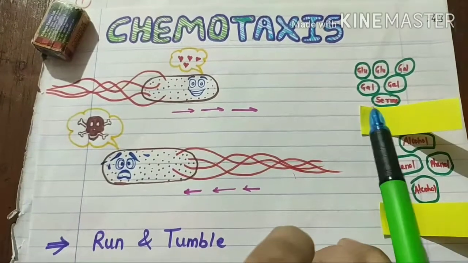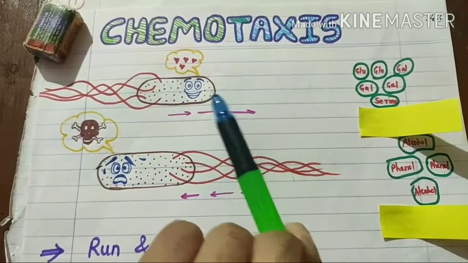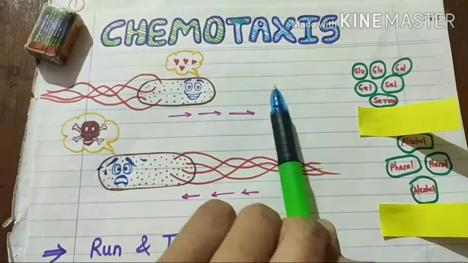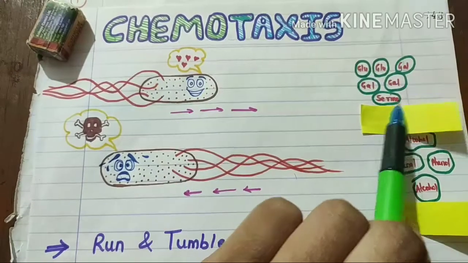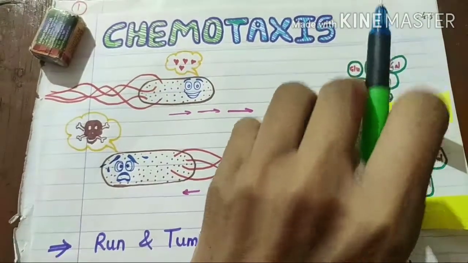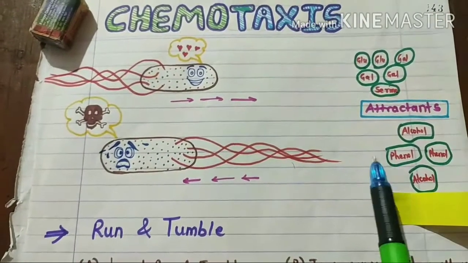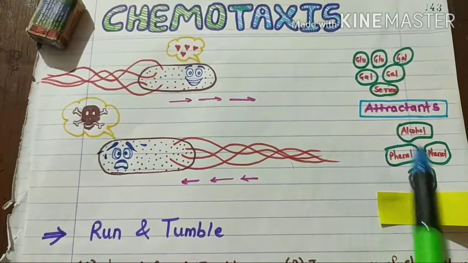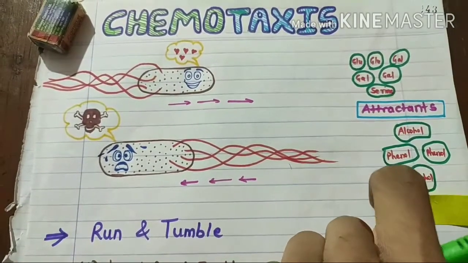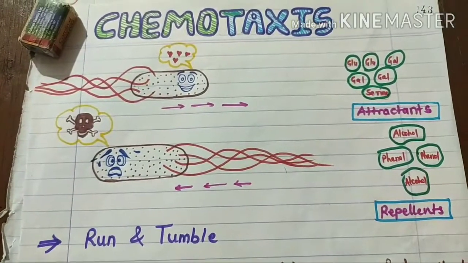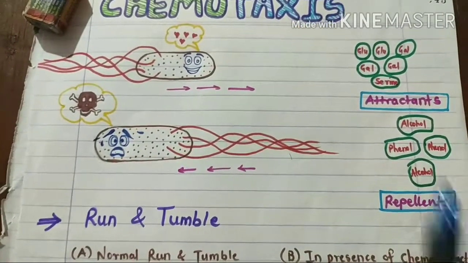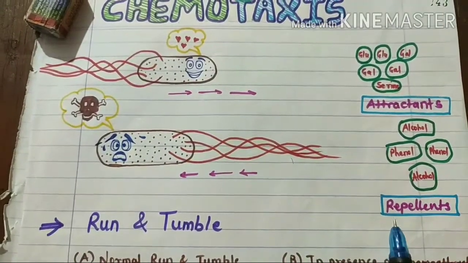Chemical molecules can be of two types. If the bacteria is moving towards the molecules, then these molecules are known as chemoattractants. And if the bacteria is moving away from the molecules, then these molecules are known as repellents. Hence, chemoeffectors can be divided in two groups: chemoattractants and chemorepellents.